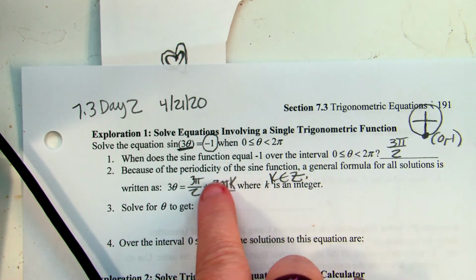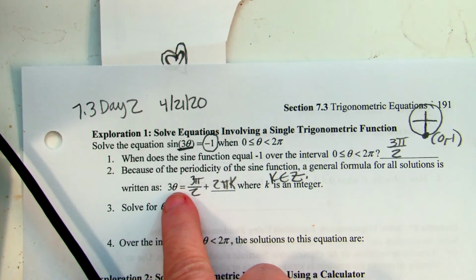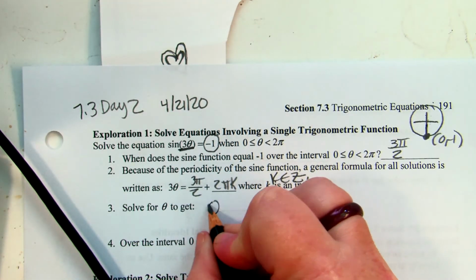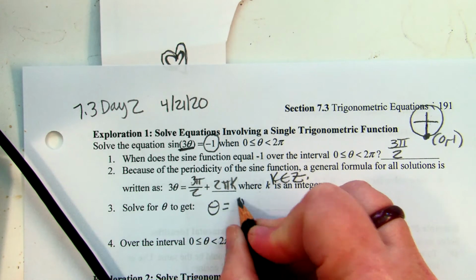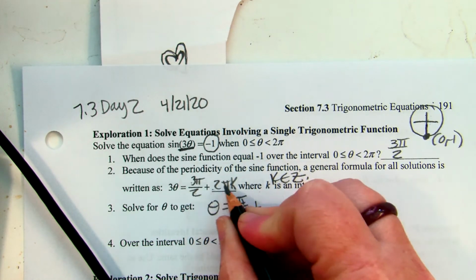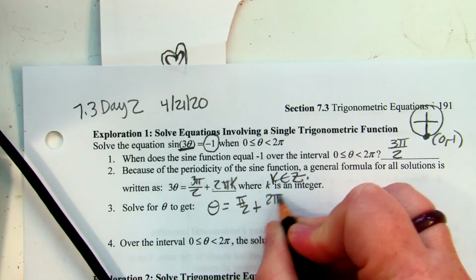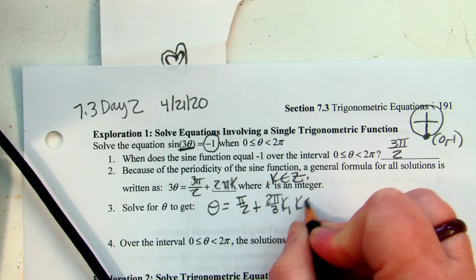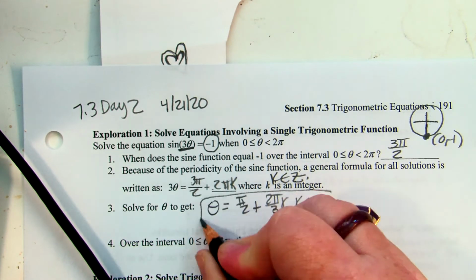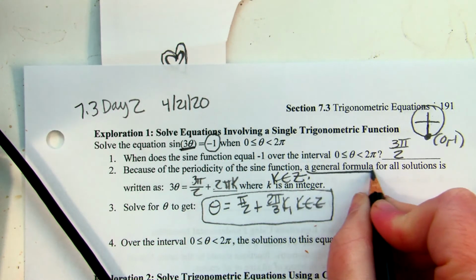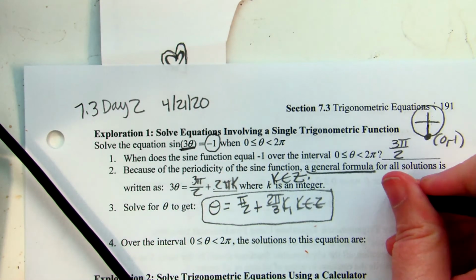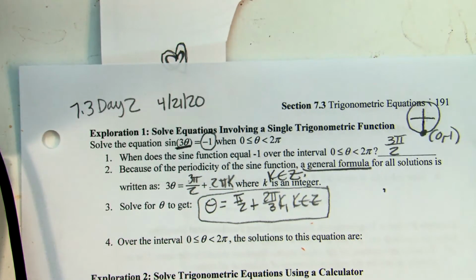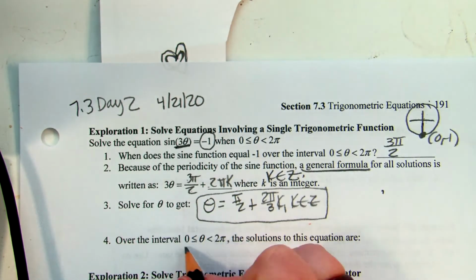And then how would you get theta if you have 3 theta? What do you do if you have 3 theta? How do you get theta? Well, you divide by 3. So what's 3 pi over 2 divided by 3? Pi over 2. And what's 2 pi divided by 3? 2 pi over 3k, where k is an element of the integers. That's the general formula. The general formula is the one that has plus something k, where k is an element of the integers.